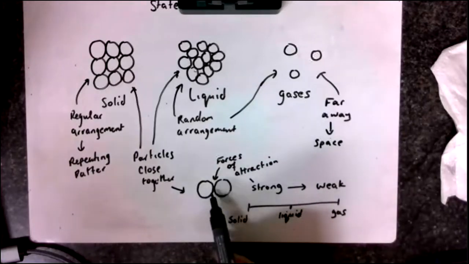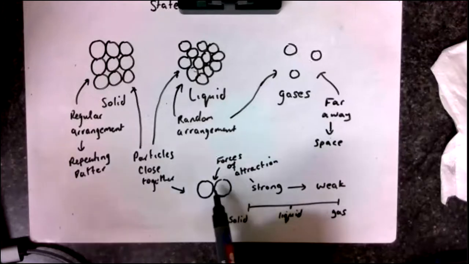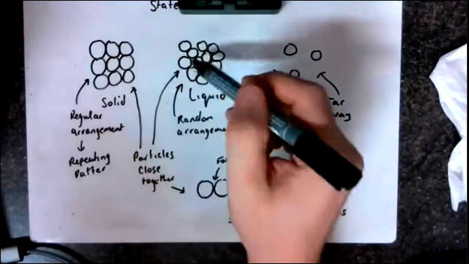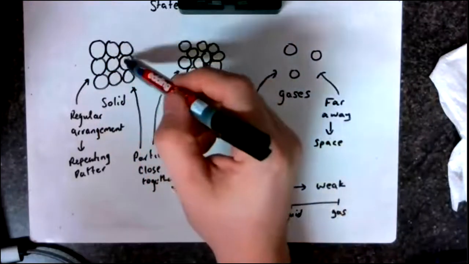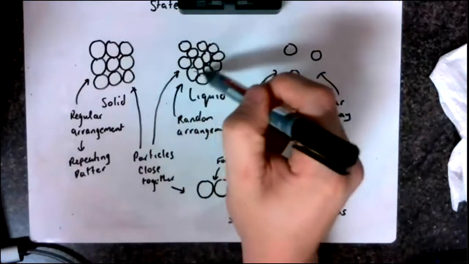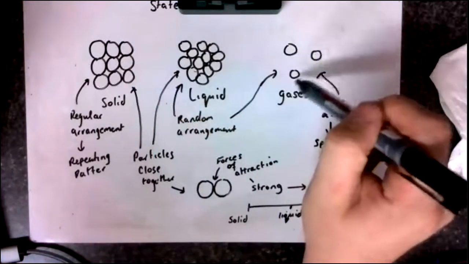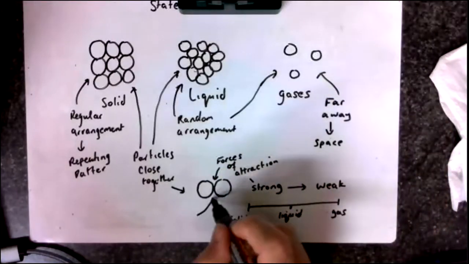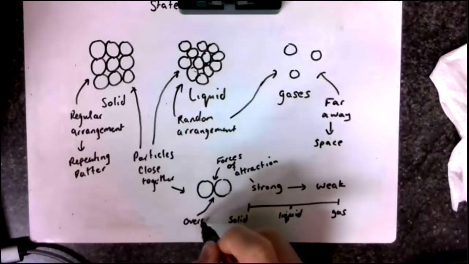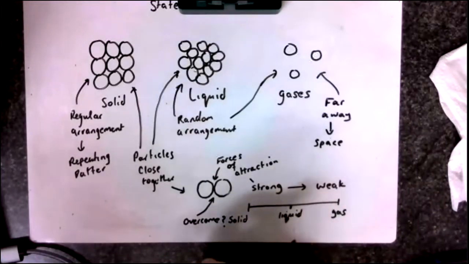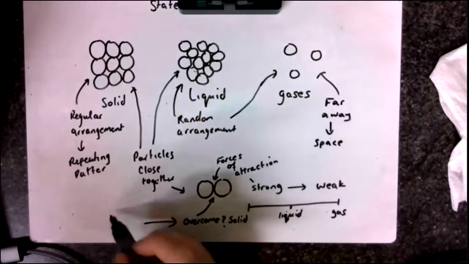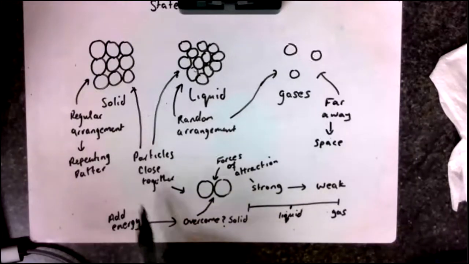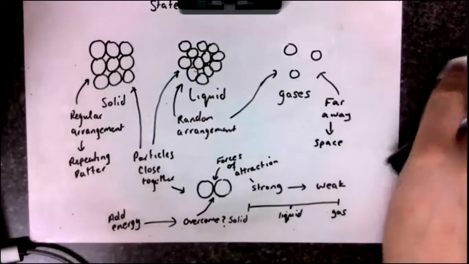So it's the forces of attraction that we really need to overcome if we want to make particles go from being in regular rows to less tightly held together. Here they are held together very tightly, here not so tightly, and here very weakly. Now, how can we overcome these forces of attraction? Well, the answer is we have to add energy. We have to add energy if we want to overcome forces of attraction.